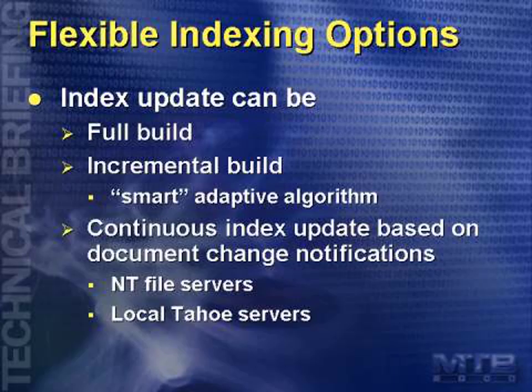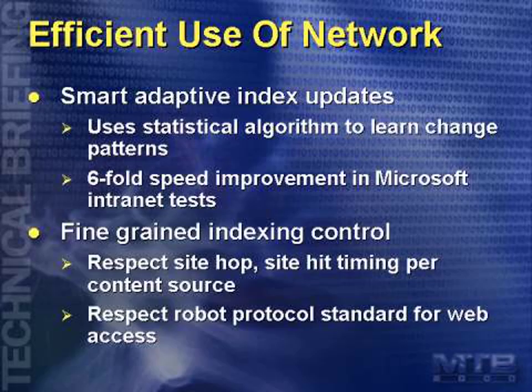So let's have a look at the adaptive indexing capability. We use a statistical algorithm to figure out the rate of change for your document, and we use that to project when the document would next change. So let me give you an example. Let's suppose I've set up my content source to be incrementally indexed once a day, and I've got a portion of a website here where the documents change once a week because that's the way that they upload changes.